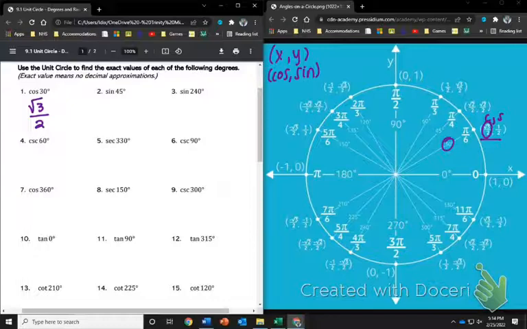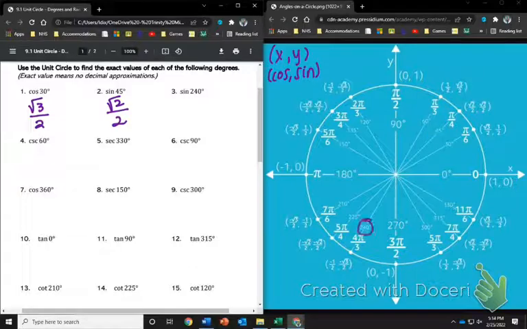So let's do the next one. Number 2, sine of 45. So let's clear that off. 45 degrees is here. Again, I'm looking at my ordered pair. This is my cosine information. This is my sine. So if that is the case, then my sine value is going to be the square root of 2 over 2. All right, so I'm just pulling that information. And it doesn't matter where we are on the unit circle.